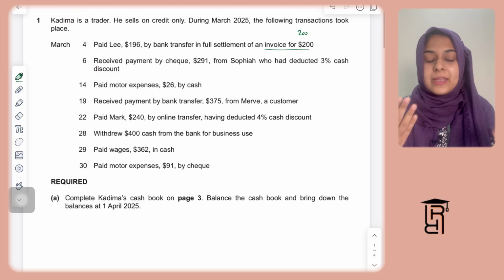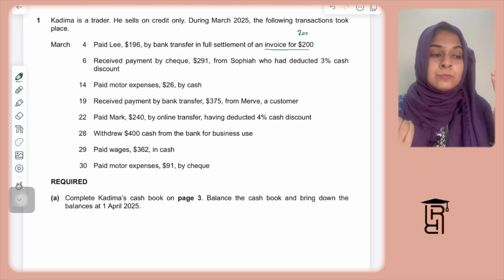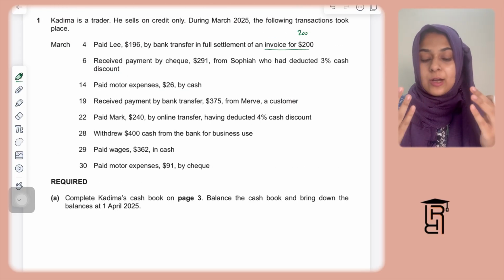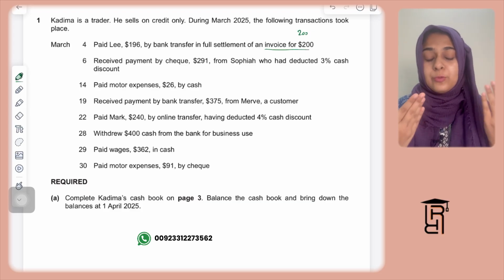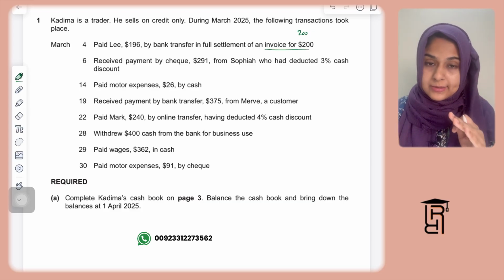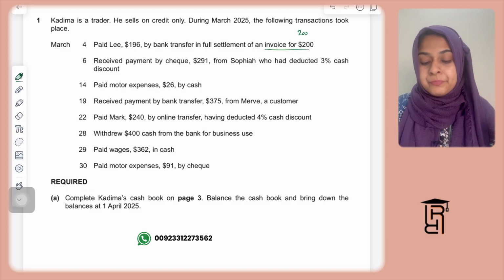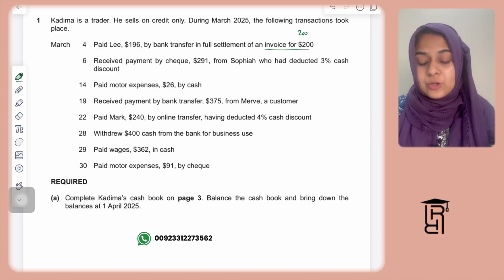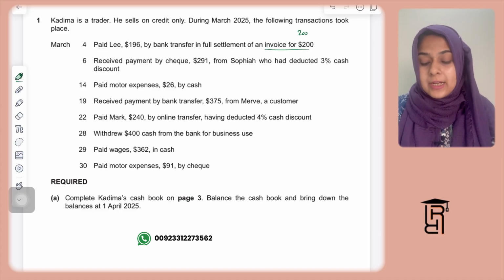Whenever we are making a payment, and our supplier allows us to pay less than what we owed them, so we owed them 200, but we are paying 196, that means the difference, $4, is your discount received.